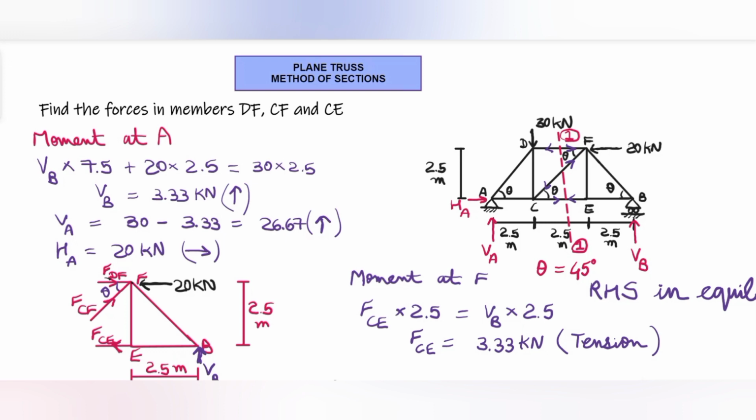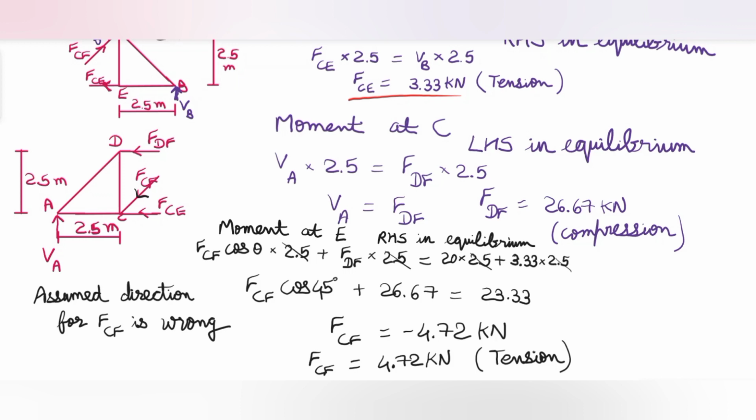So here at the end, when you draw the diagram again for the CF member, you'll draw the arrows in this way because CF is subjected to tension. Also, you'll highlight the forces. FCE is 3.33 kilonewton, FDF is 26.67 kilonewton, and FCF is 4.72 kilonewton. This is how you can perform the plane truss analysis using the method of sections. Thank you.